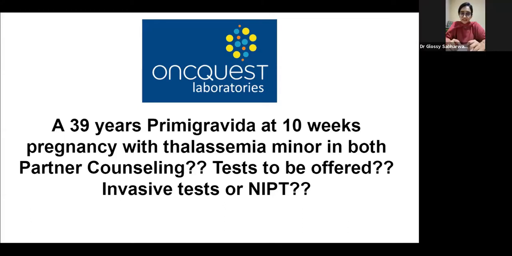So a 39-year-old primigravida at 10 weeks of pregnancy with thalassemia minor in both partners. Now, what tests do you think should be offered? Should we go for invasive or NIPT?